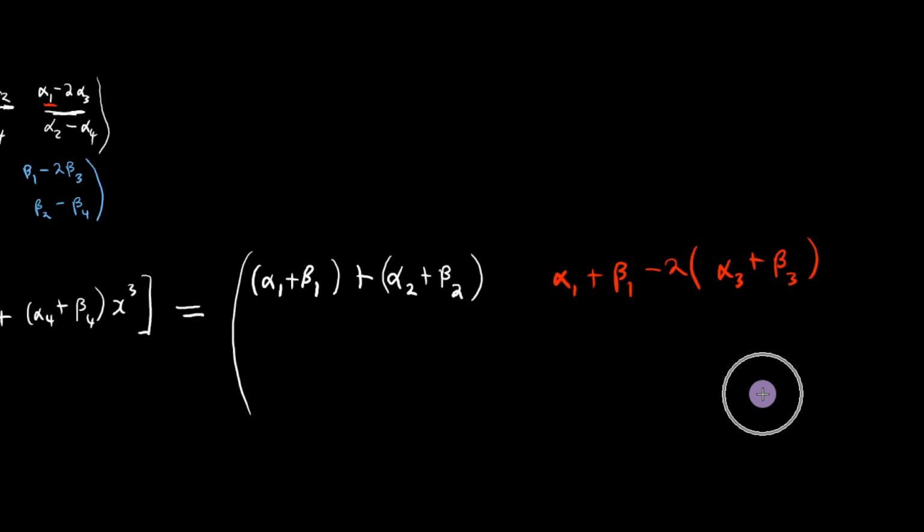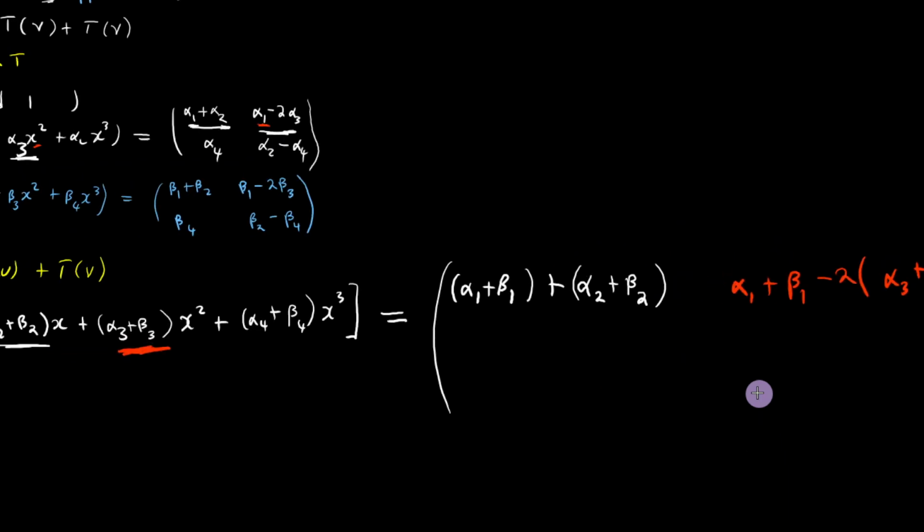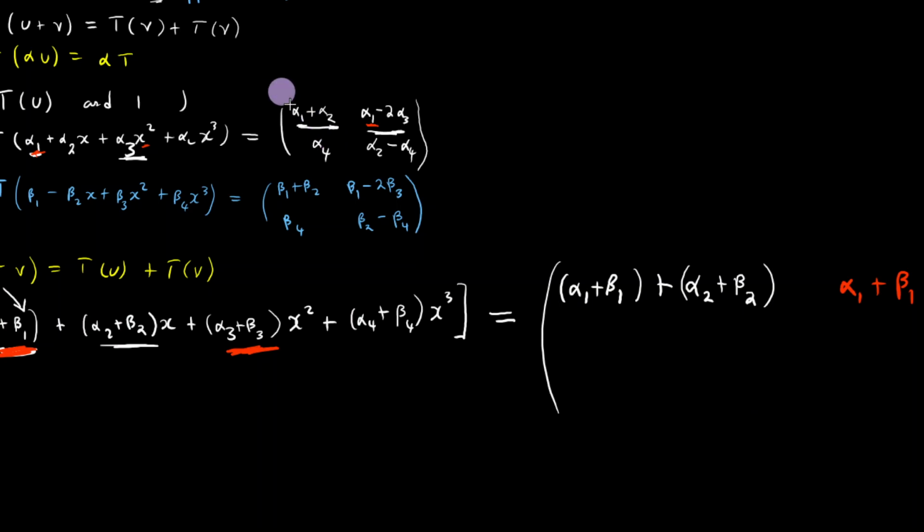Okay, then now we come to the other entry. The other entry here is alpha 4. So alpha 4 is the coefficient of x to the power 3. So the coefficient of x to the power 3 in this case is this right here. So that will be alpha 4 plus beta 4.